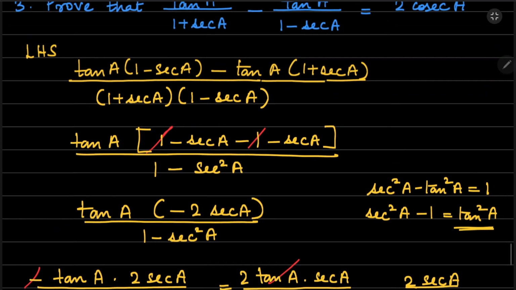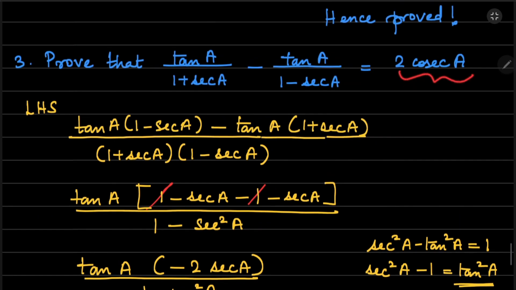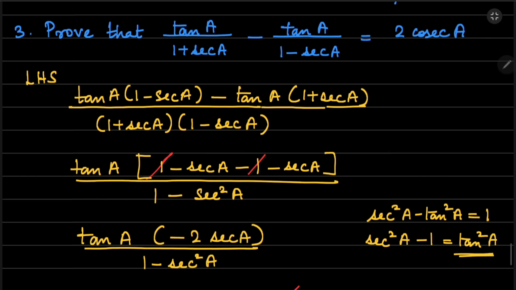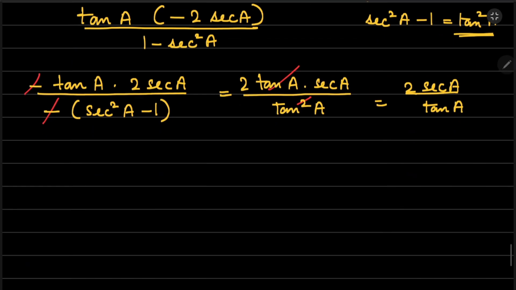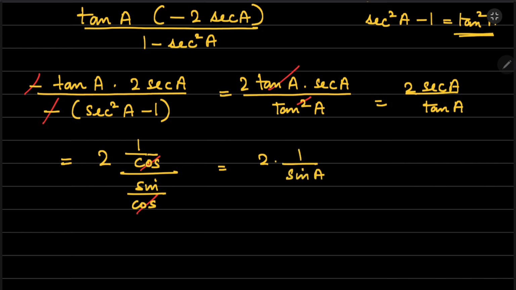Let us pause for a minute and see what we have to prove. We have to prove it is equal to 2 cosecant A. What is cosecant A? Cosecant A is 1 over sine, isn't it? So we don't need cos at all. Now let's see. So this is equal to 2 secant, which is nothing but 1 by cos, whole divided by tan, which is nothing but sine by cos, right? So cos will get cancelled. What remains is nothing but 2 multiplied by 1 by sin A. Okay, this is equal to 2 cosecant A. This is equal to our RHS, hence proved.